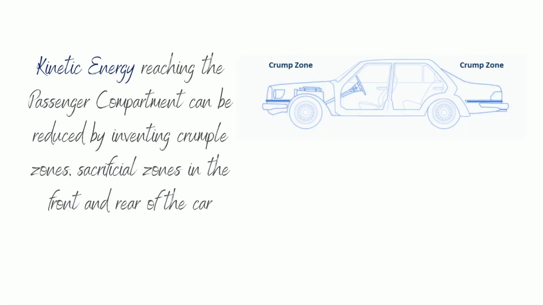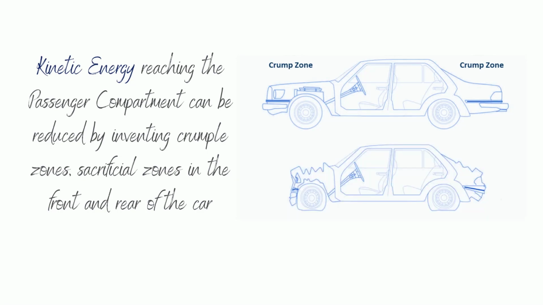Bela achieved this by inventing crumple zones, sacrificial zones in the front and rear of the car designed to fail first in a collision, collapsing in a controlled fashion like an accordion and dramatically reducing the energy transfer to the passenger cell. It is an amazing counterintuitive innovation.